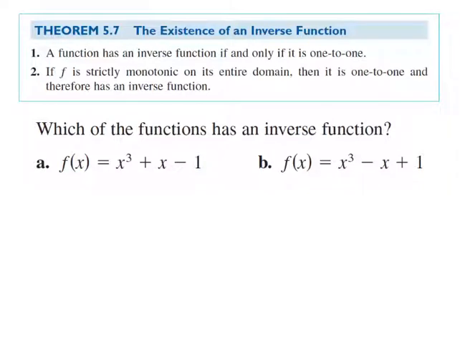Alrighty, so now we're going to talk about existences of inverse functions. Basically, a function has an inverse if and only if it is 1-to-1. So the easy way to determine if a function has an inverse is what's known as the horizontal line test. We had the vertical line test for determining if it was a function. To determine if it has an inverse, you're going to do the horizontal line test.